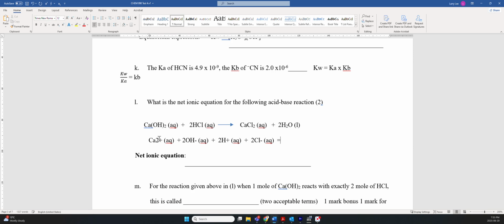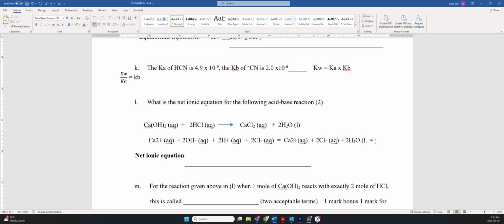What breaks down, I'm just going to put equal for the arrow. This is calcium 2 plus aqueous plus 2Cl minus aqueous. Now, don't break down water. Water stays as a liquid. That does not break down, so this becomes 2H2O, liquid.